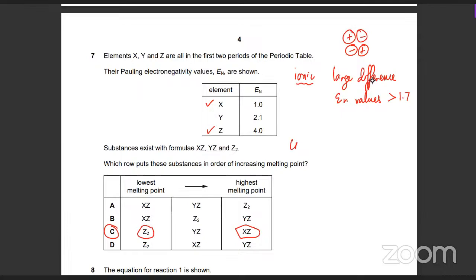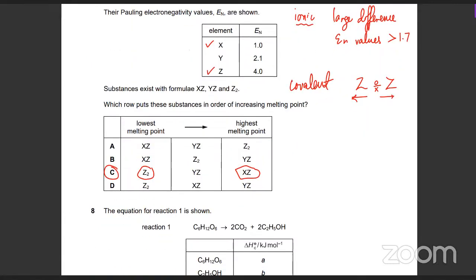The smaller the electronegativity difference, the more they go into sharing electrons, because no one would be able to pull electrons towards themselves. They would start sharing electrons. So Z square will have electrons firmly in the middle. Why? Because they will have exactly the same electronegativity value, which is why the dipole will cancel out.